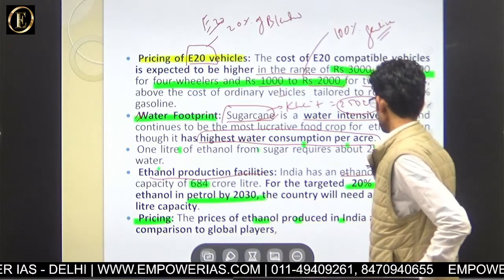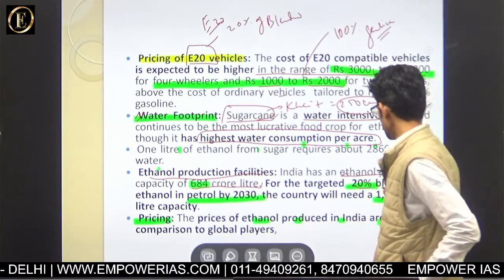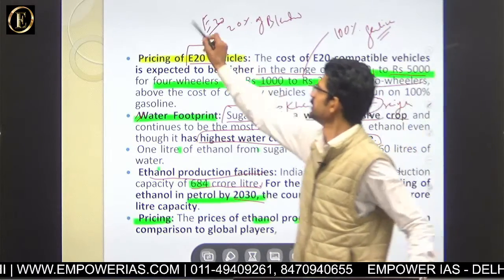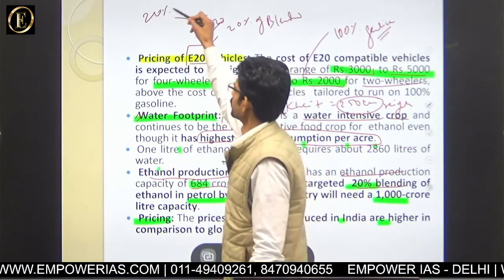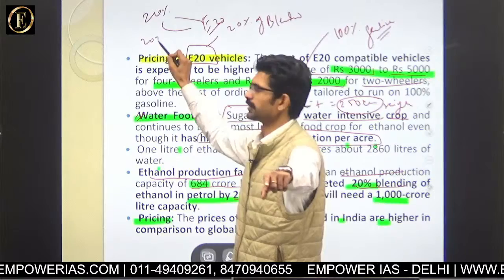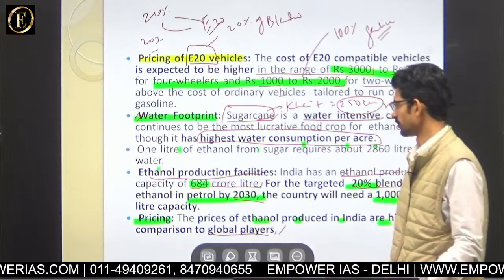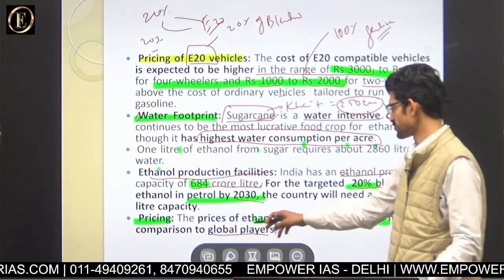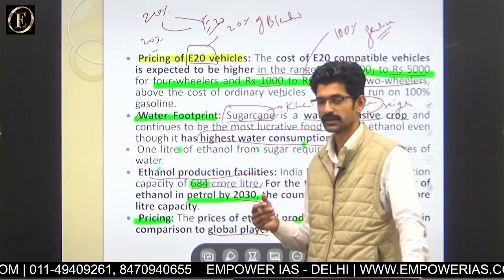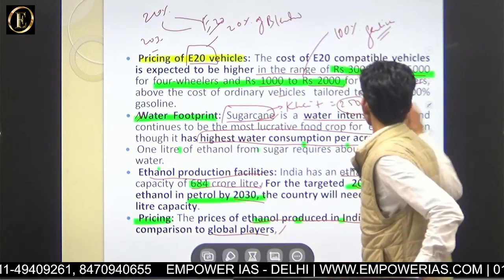By ethanol production of 684 crore liter for the targeted 20% blending of ethanol in petrol by 2030. That is E20 petrol is having 20% of ethanol blending. उसकी टारगेट गवर्नमेंट ऑफ इंडिया ने 2030 तक रखी है एंड जो कि इसमें ब्लेंड किया जा रहा है. In comparison of global players we are pricing ethanol produced in India at a higher level. That is again a challenge for government to reduce the price of ethanol blended vehicles and fuels.